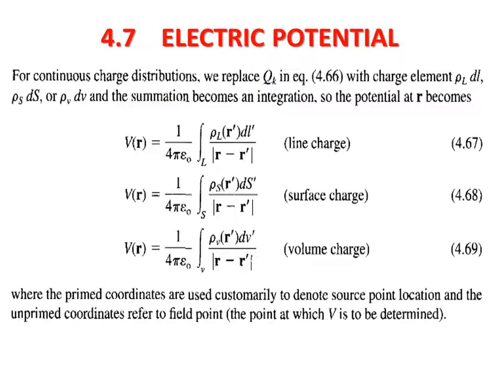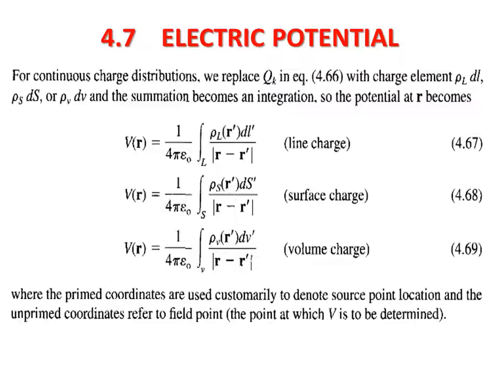For continuous charge distribution, we replace Qk in equation 4.66 with the charge element ρl dl, ρs ds or ρv dv. This is for other charge distributions, as we have discussed: the line charge, the surface charge and the volume charge. And the summation becomes an integration. So the potential at r becomes this.